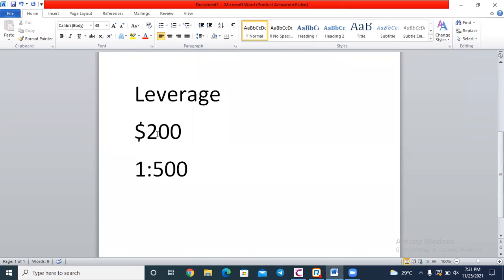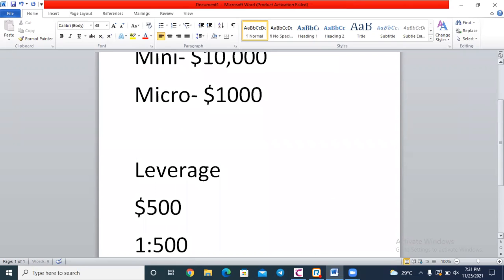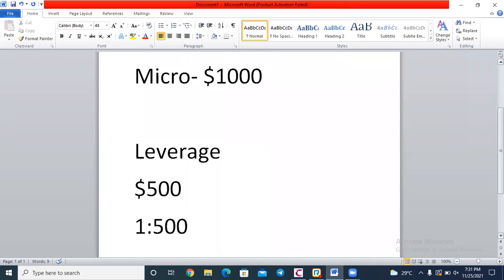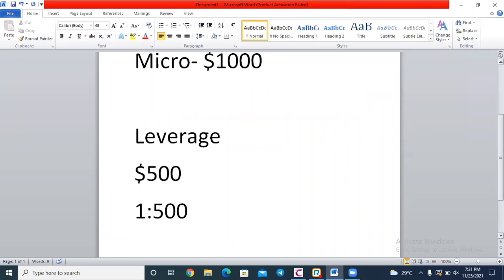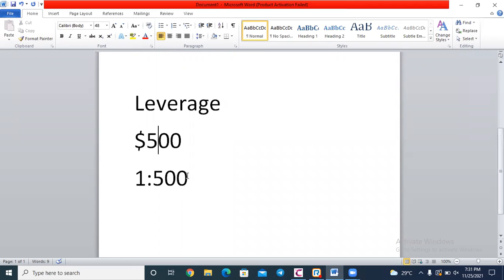So let's say you have $500. Can somebody tell me what leverage you would apply for if you want to operate a standard account? If you know it, please type it in the comments space. You have $500 and you want to operate a standard account. I want you to comment if you know it. What leverage would that be? I'm waiting. Does anyone know?